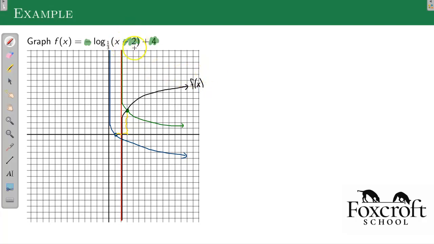So left and right is the really important one for logs. So you're moving that asymptote. And if there is a negative, just make sure you're flipping whether you start on the top or start on the bottom.